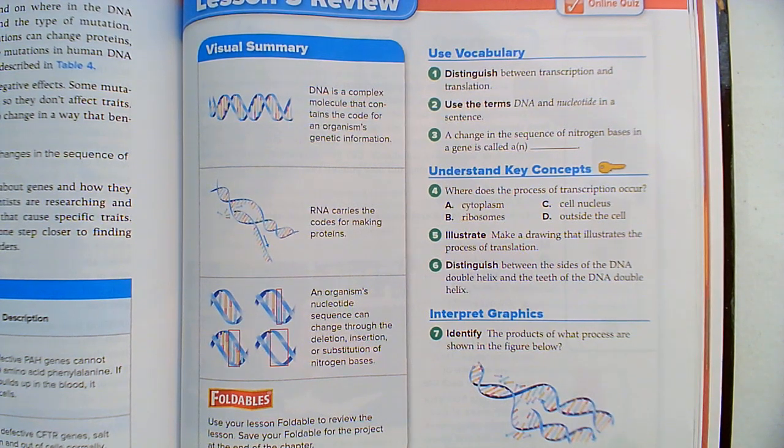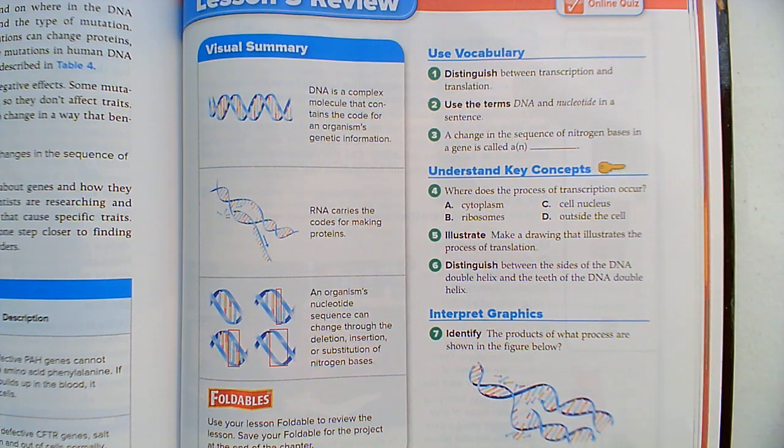Okay. Number 6 says, distinguish between the sides of the DNA double helix and the teeth of the DNA double helix. Well, the sides of the DNA double helix are made of the sugar phosphate groups, and the teeth of the DNA double helix are made of the nitrogen bases.